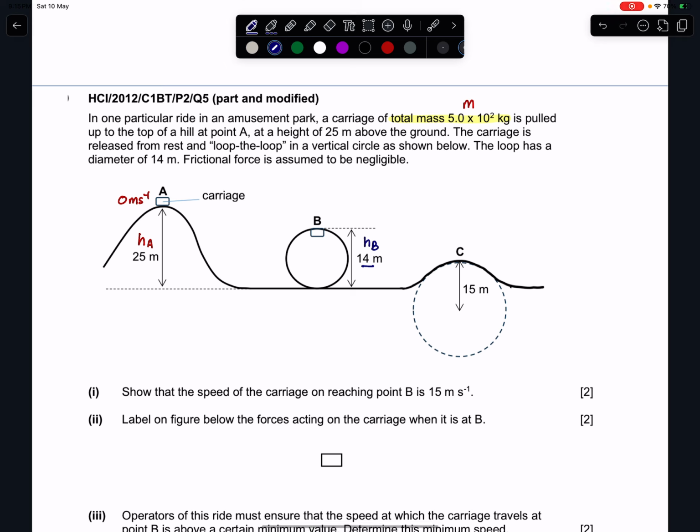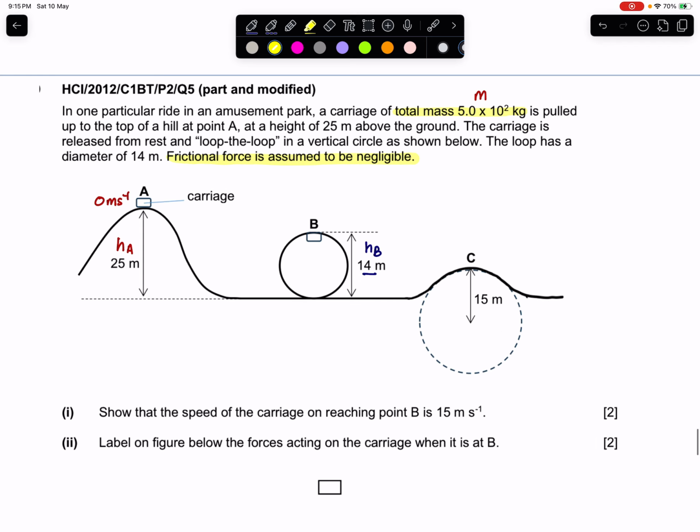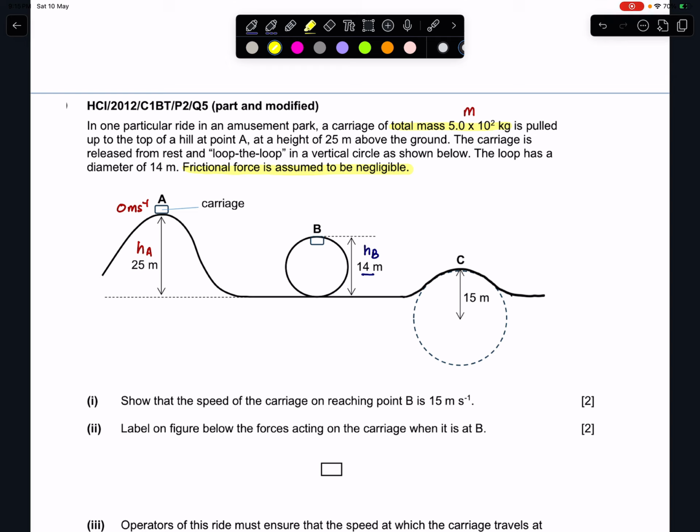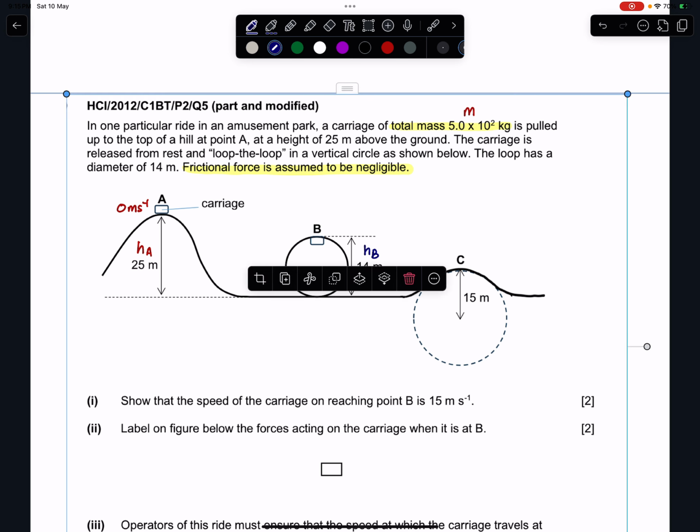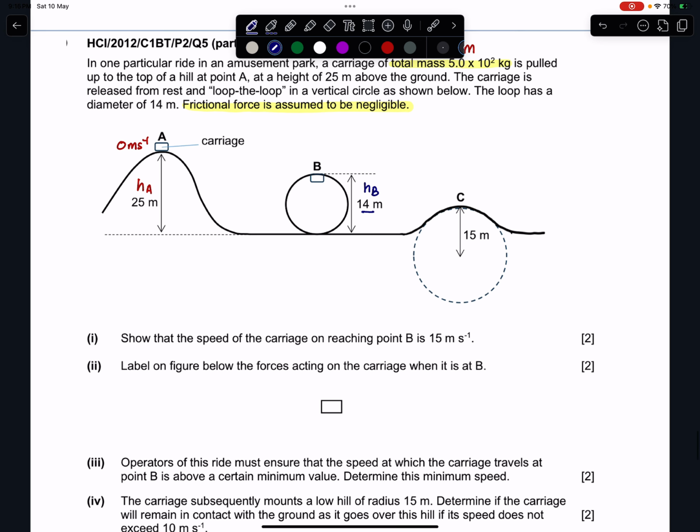Okay, and throughout the whole process, you can assume that frictional force is going to be negligible. And when not mentioned otherwise, air resistance is also going to be negligible. We always consider the ideal case unless the question hints us not to do so. So let's go quickly to the first part of the question. You're asked to show that the speed of the carriage on reaching point B is 15 meter per second.